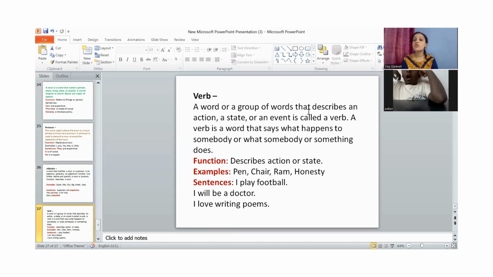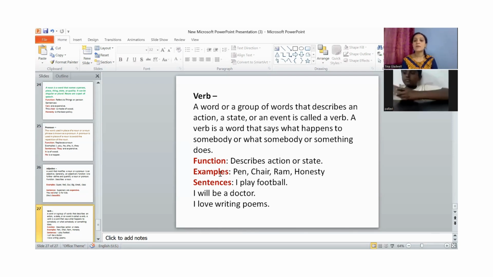A word or a group of words that describe an action, state, or an event is called a verb. A verb is a word that says what happens to somebody or what somebody or something does. Function. Parthav, can you read the function here? Describes action or state. Repeat it after me. Describes an action or state. Unmute yourself. Describes action or states.